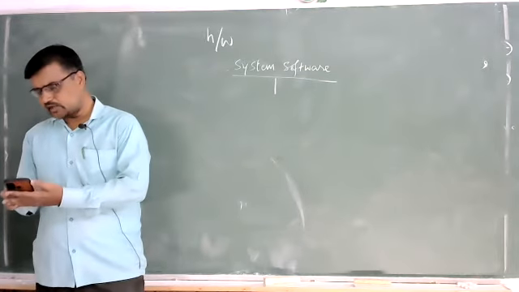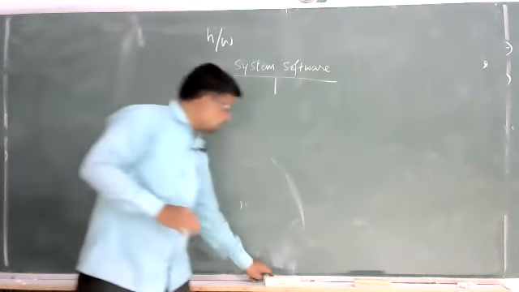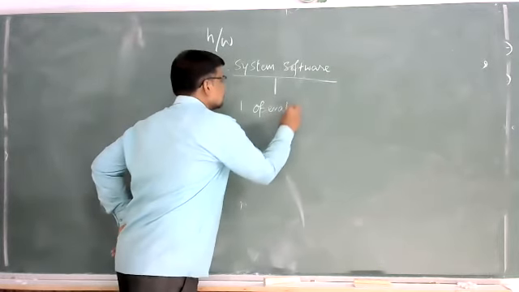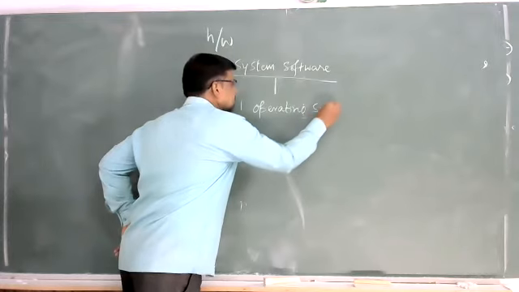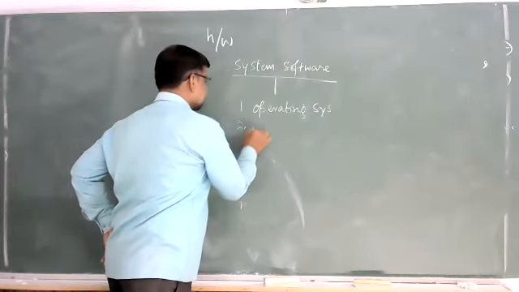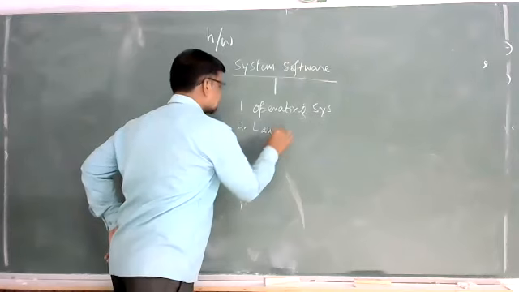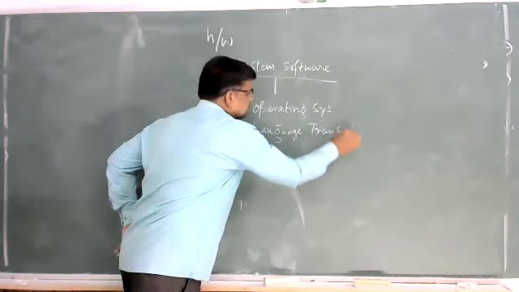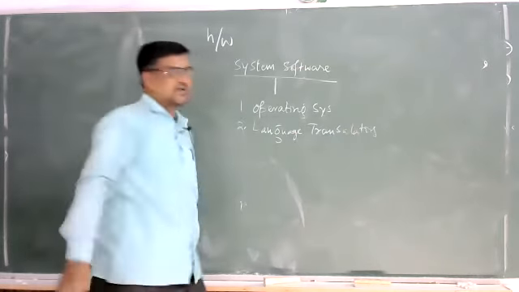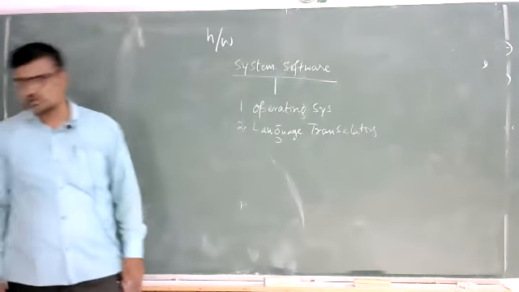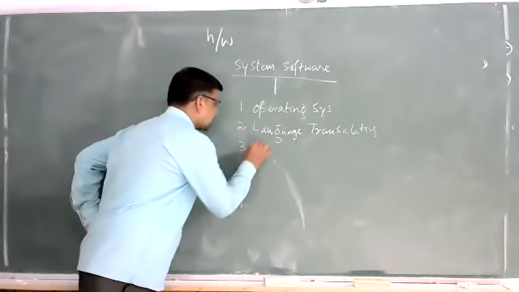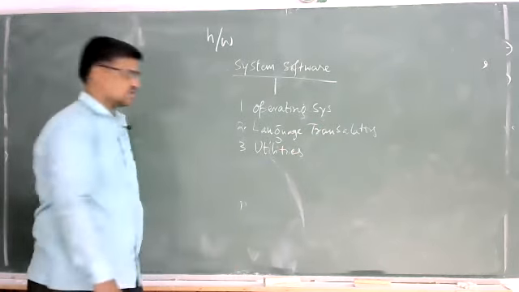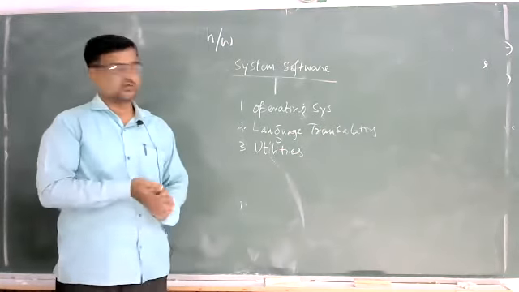The first type of system software is the operating system. The second one is language translators. Language translators are the second type of system software, and then utilities. Utilities is the third type of system software.